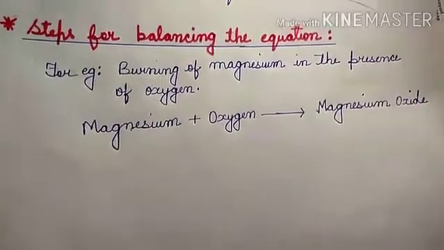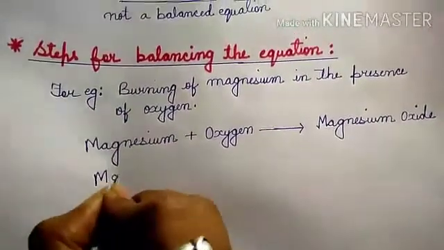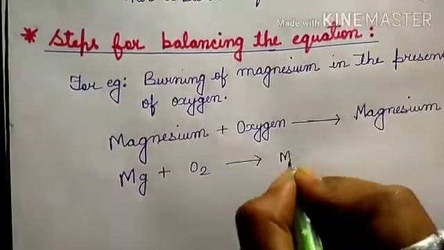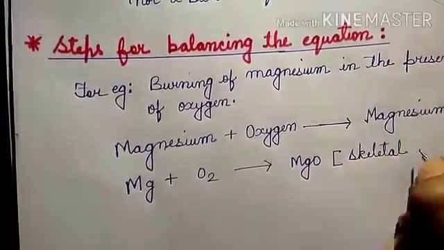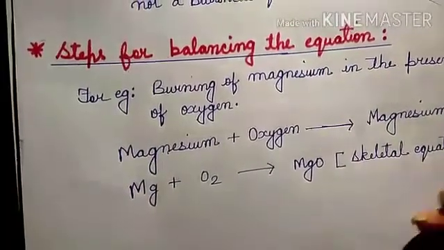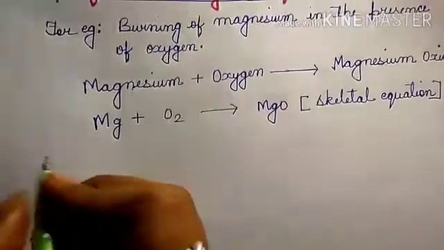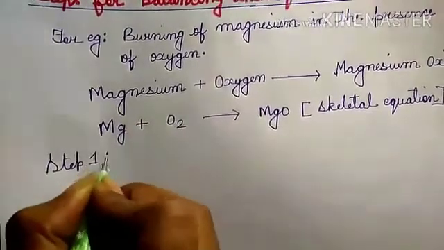Now we will write the skeletal equation. We know the formula for the reactants are Mg and O2 and the formula for the product is MgO. Now this is a skeletal equation. Why? Because this is an unbalanced equation. Now we will see the steps for balancing the equation.